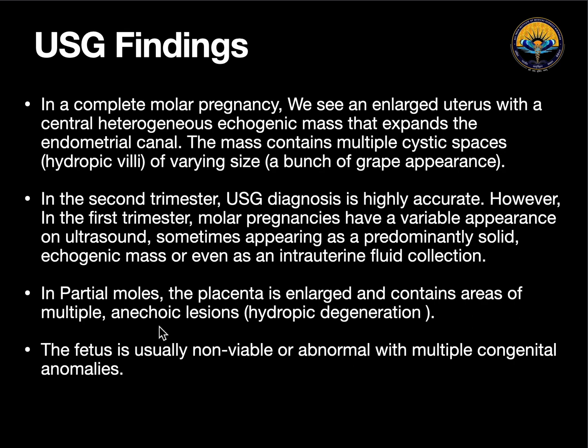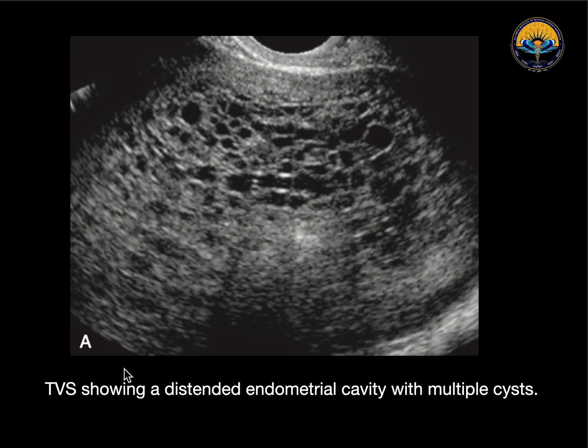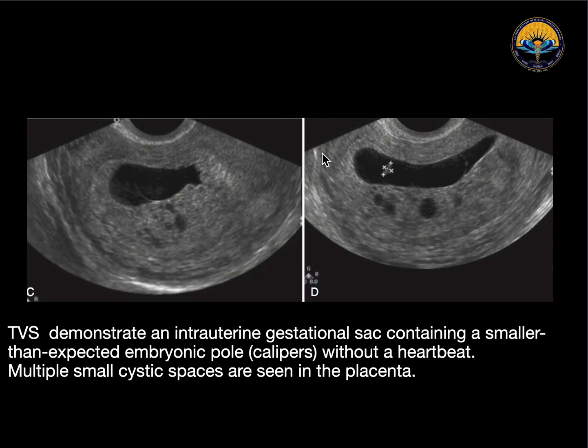Coming to partial mole, the placenta is enlarged and it contains multiple anechoic cysts, and we will also have a fetus which will be non-viable, or if it's viable then it will have multiple congenital abnormalities. Like if you can see in this example, taken from Rumack, this was the uterus which was remarkably enlarged, and within this uterus we could see this heterogeneous mass containing multiple cystic lesions of variable size. This was a clear-cut case of molar pregnancy.